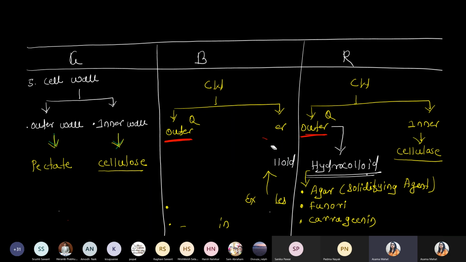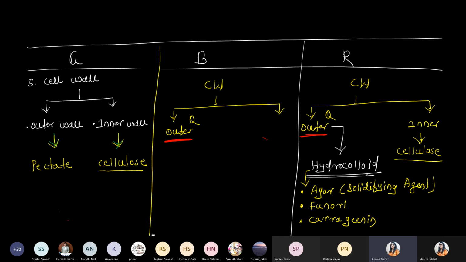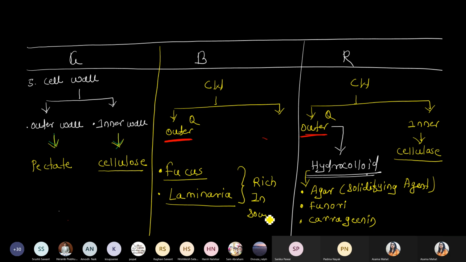We just discussed two examples for the brown algae. It's actually 3 to 4 examples for the brown algae, but out of that, we have to focus on only two. One example is Fucus, and the other example is Laminaria. Fucus and Laminaria, these two brown algae are a rich source of iodine. Got it? One question: Fucus and Laminaria, these are a rich source of iodine.